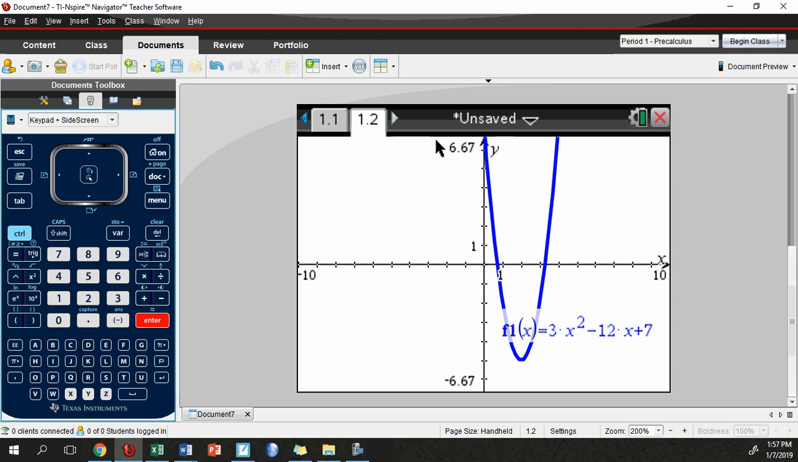What's the next thing it tells you to do? Look at your function and determine if you have a max or a min. You said algebraically you were going to have a min. Do you have a minimum here? Yes, you do. So the next thing to do says to do what?